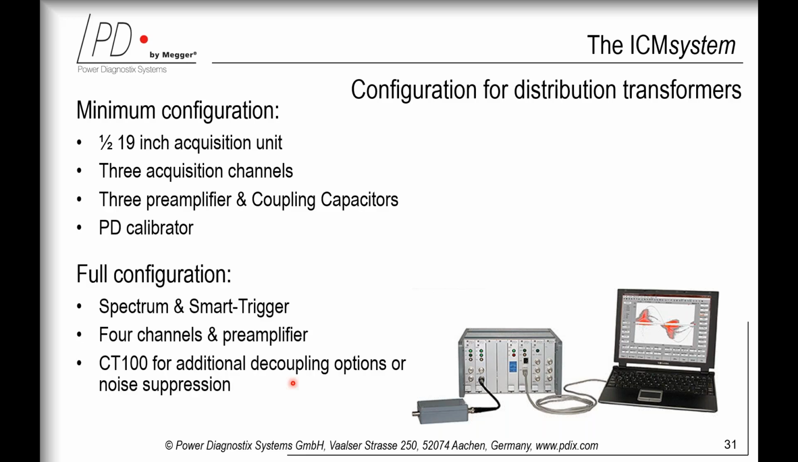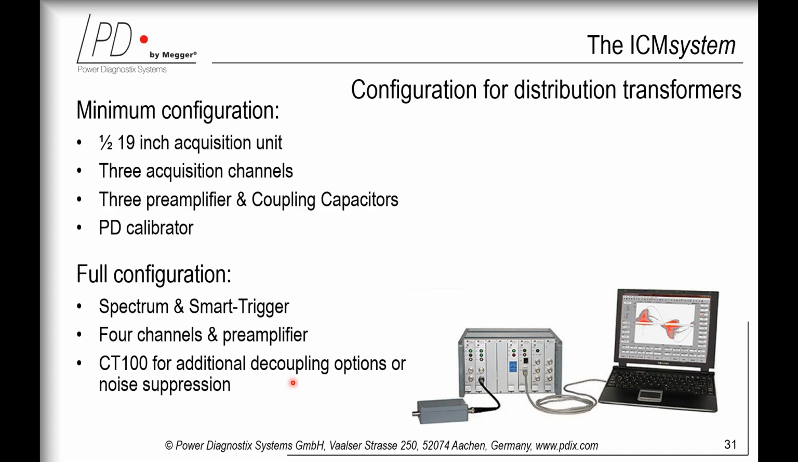Since the acceptance limit for distribution transformers is 10 picocoulombs, so much stricter, we recommend going for the CT100 anyway. Even if the signal is not gated but filtered later on, the CT100 is an effective tool to identify the origin of the disturbances, so the part of your facility which has to be separated by filtering later on.